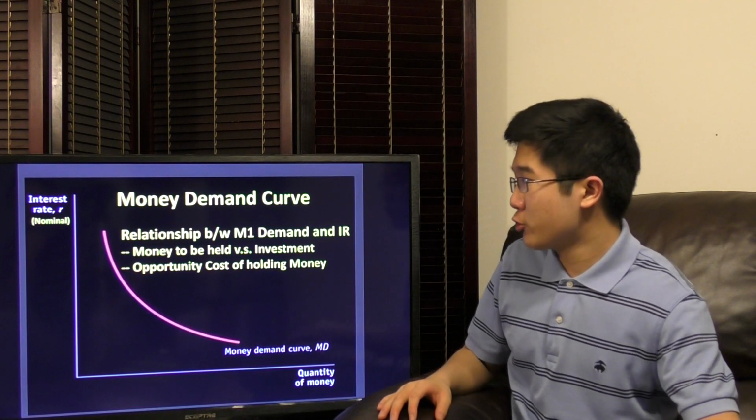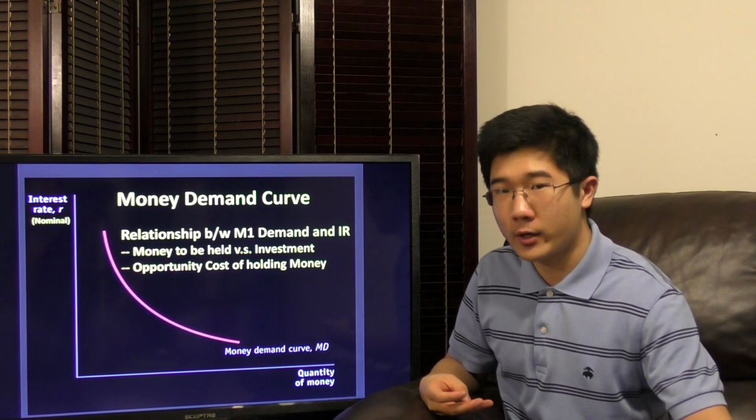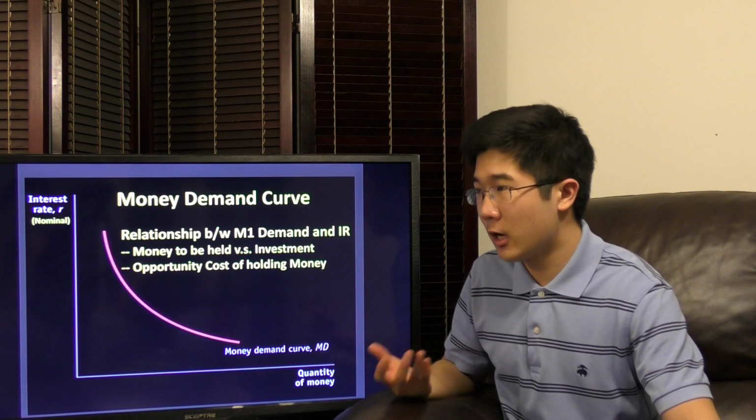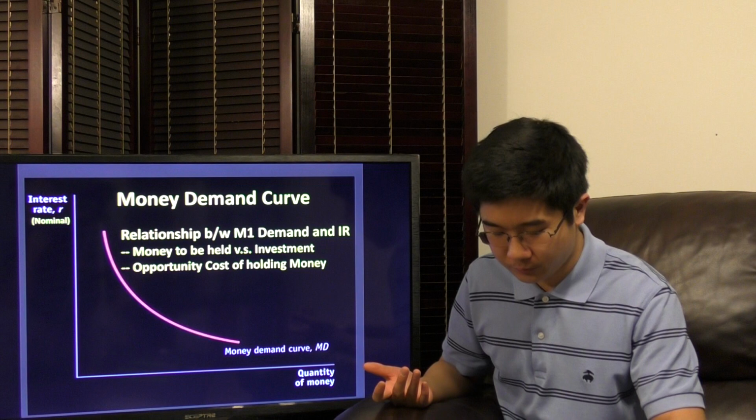However, when the interest rate is low, the money demand is high because your opportunity cost of holding money, which is a lower interest payment, is now a lot lower. So more people are willing to hold more money, and so the demand for money increases.